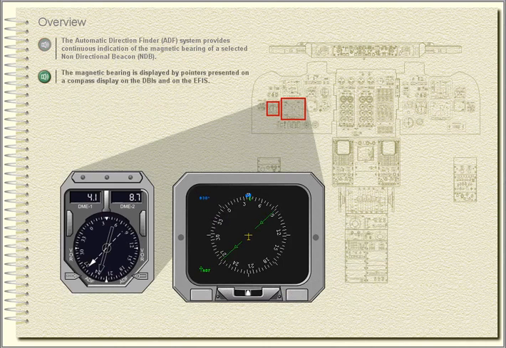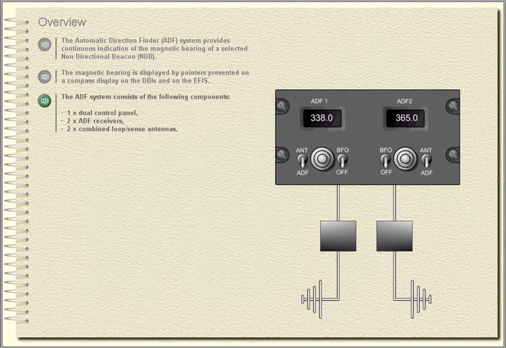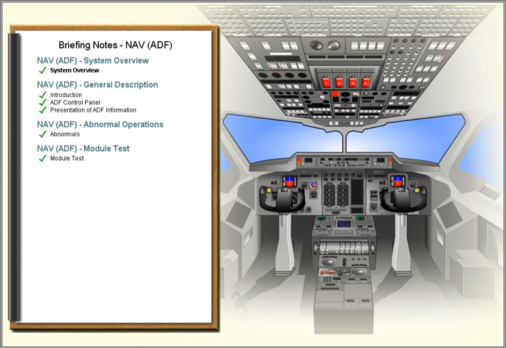Overview. The Automatic Direction Finder, ADF system, provides continuous indication of the magnetic bearing of a selected non-directional beacon, NDB. The magnetic bearing is displayed by pointers presented on a compass display on the DBIs and on the EFIS. The ADF system consists of the following components: one dual control panel, 2 ADF receivers, 2 combined loop sense antennas.